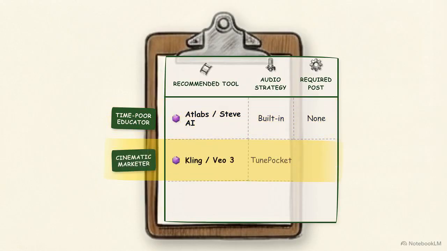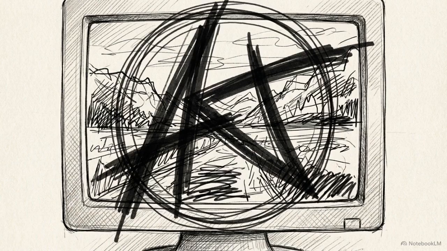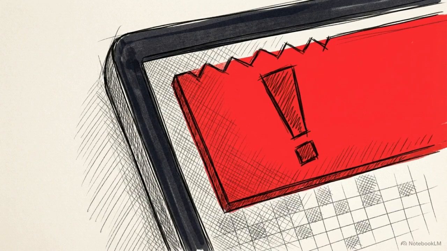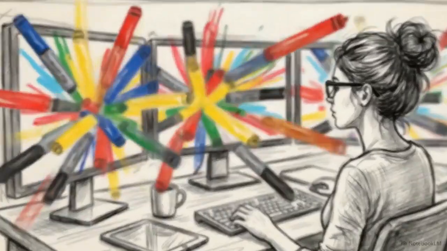Next is the cinematic marketer. You need Kling or VO3 for video, TunePocket for audio, and Premiere Pro for post-production. Producing scroll-stopping, hyper-realistic ads requires budgeting the significant time required for external assembly and rendering. Finally, we have the budget-conscious experimenter. To avoid stacking monthly subscriptions, your tools are the Luma free tier or Sora via an existing ChatGPT Plus account. In exchange for 0 cost, you must accept strict limitations, baked-in watermarks, low-resolution outputs, and severe limits on video generation time. Success in 2026 depends on matching your specific constraints to the tech stack explicitly built to handle them.